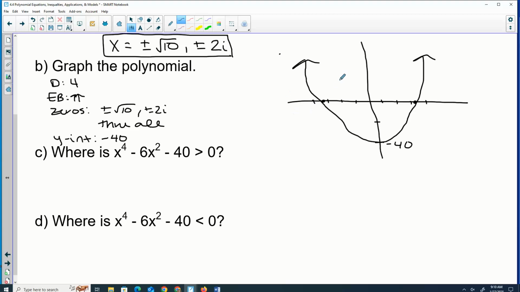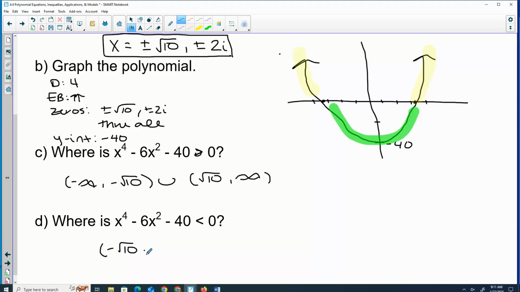Okay, greater than 0 is when it's positive, so that would be above the axis, so the ends in this case. So negative infinity to negative square root of 10, union positive square root of 10 to infinity. Less than 0 is below, so that would be here. So that's from negative radical 10 to positive radical 10. Okay, some of us had a little trouble with that, so let's try another one.